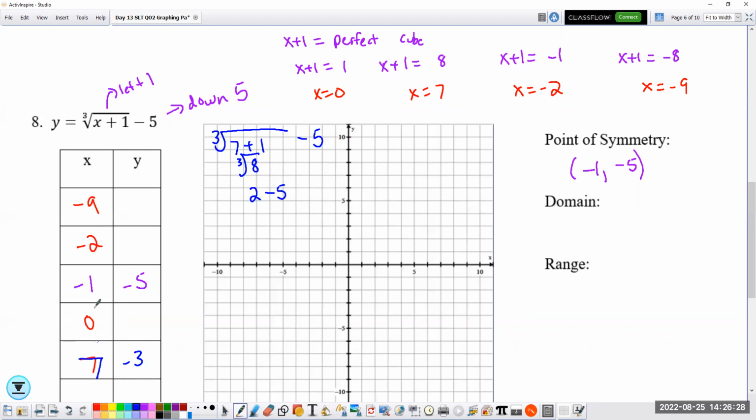As we substitute these, and I'll do one more all the way out, let's do 0 next. The cube root of 0 plus 1 minus 5. 0 plus 1 is 1. What number multiplied 3 times gives us 1? And then minus 5 is negative 4. If we go through and do this, 6, that'll be negative 8. The root of negative 8 is negative 2, negative 7. We've got all our points, and they're all nice integer values.